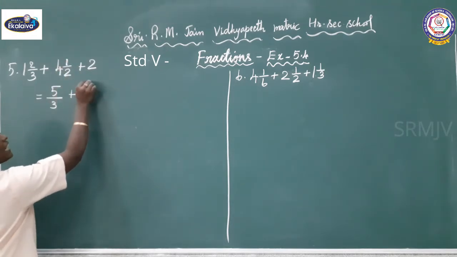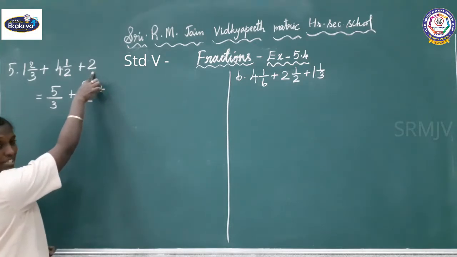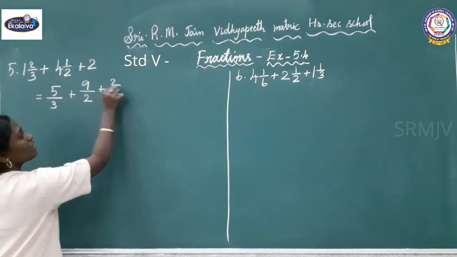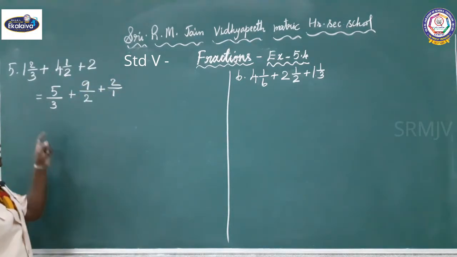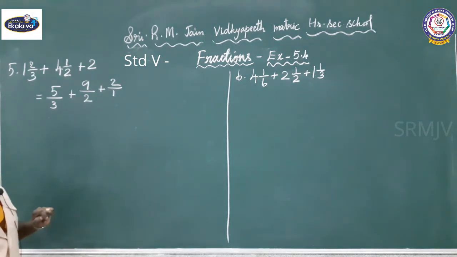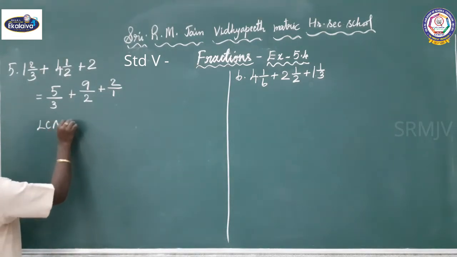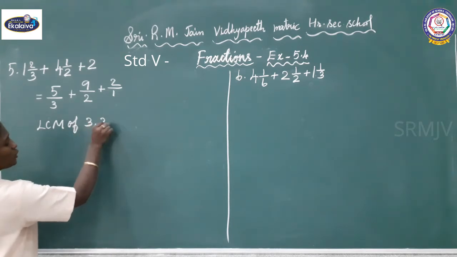8 plus 1, 9. Then the same denominator 2. Here 2 is a whole number. For the whole number the denominator is 1. Now these fractions are unlike fractions. So we have to find the LCM and convert them into like fractions. So LCM of 3 and 2.